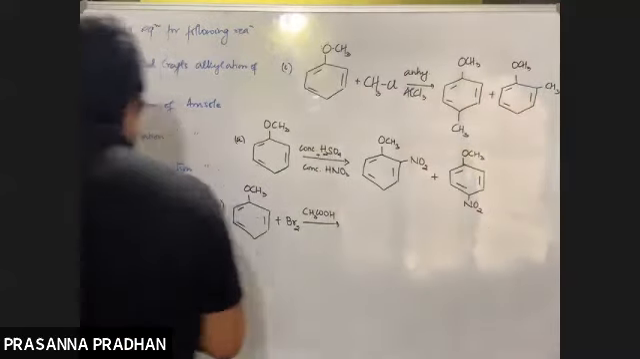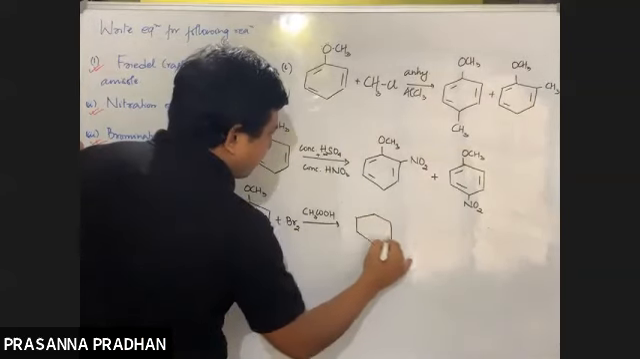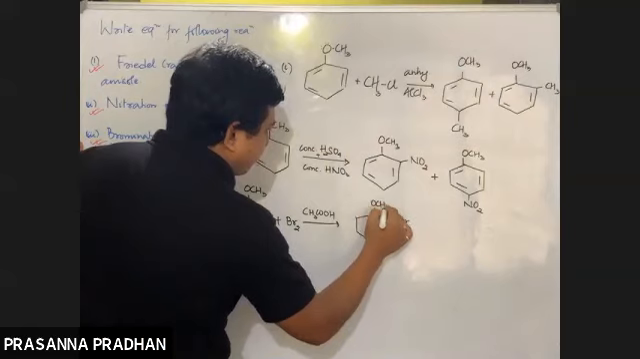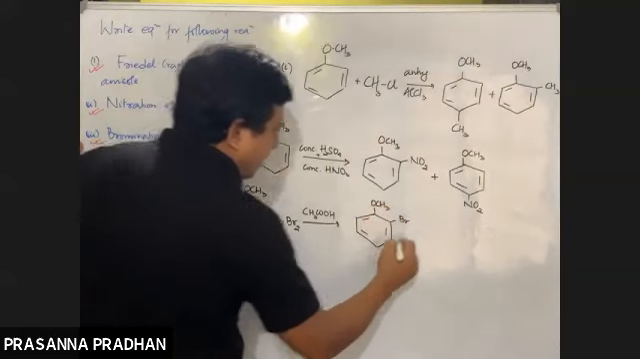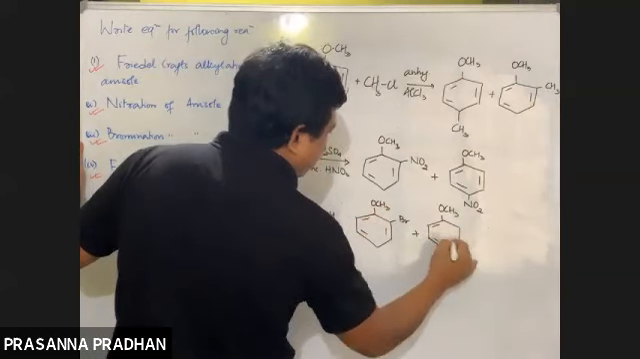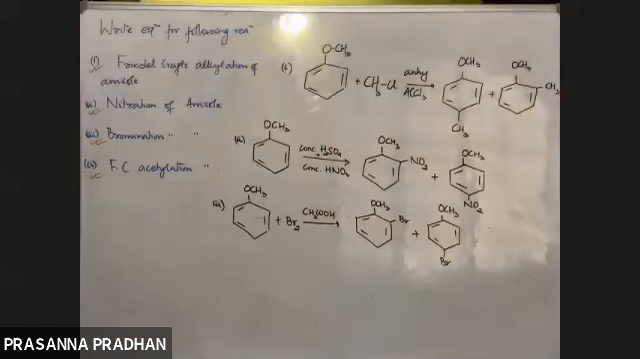So here what happens? One bromine will come in the ortho position like this, and the other bromine will come in the para position. Again, the para product is the major product.